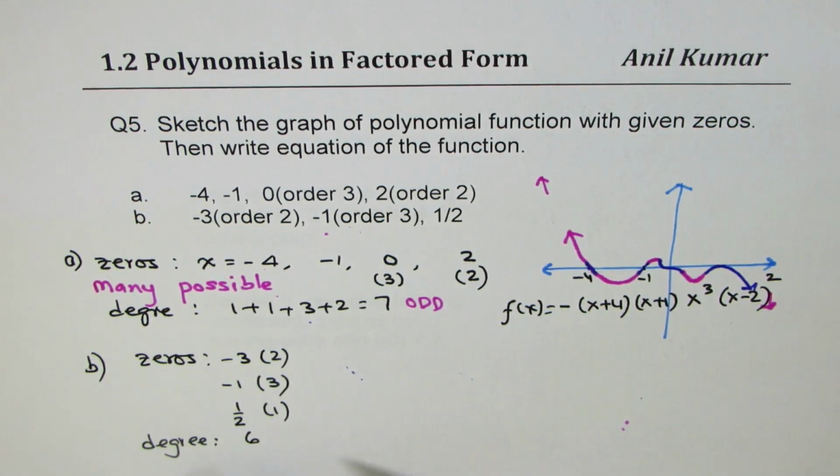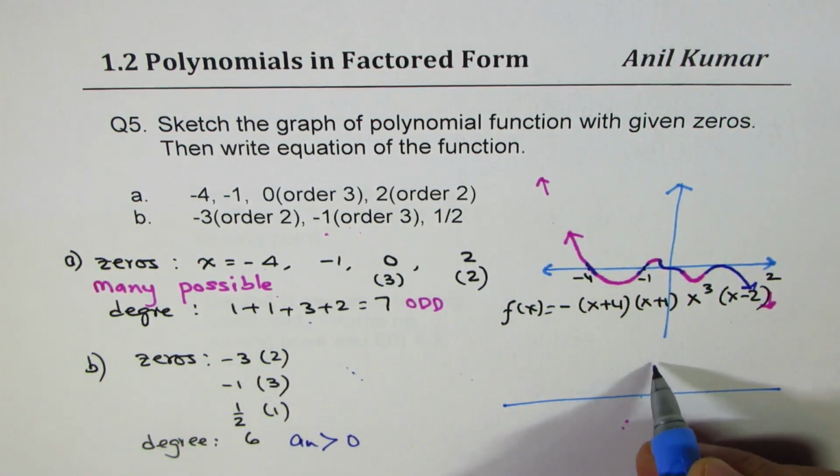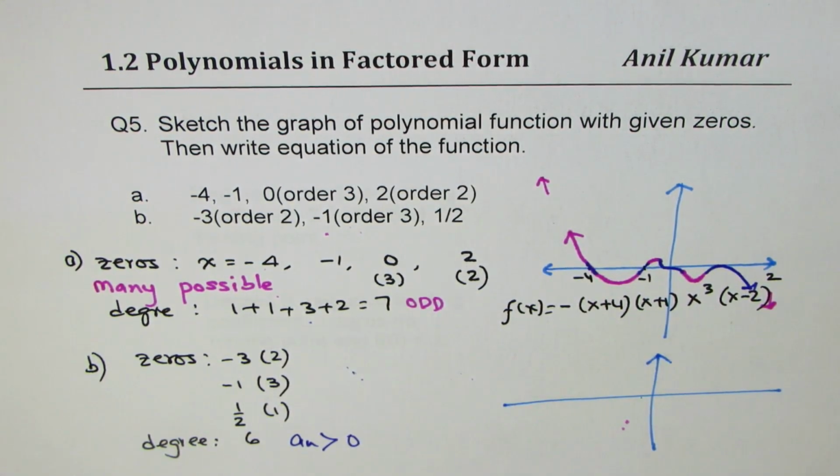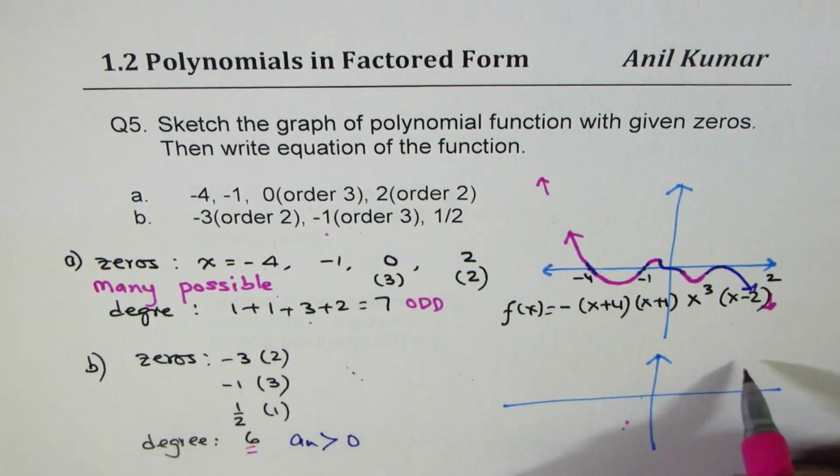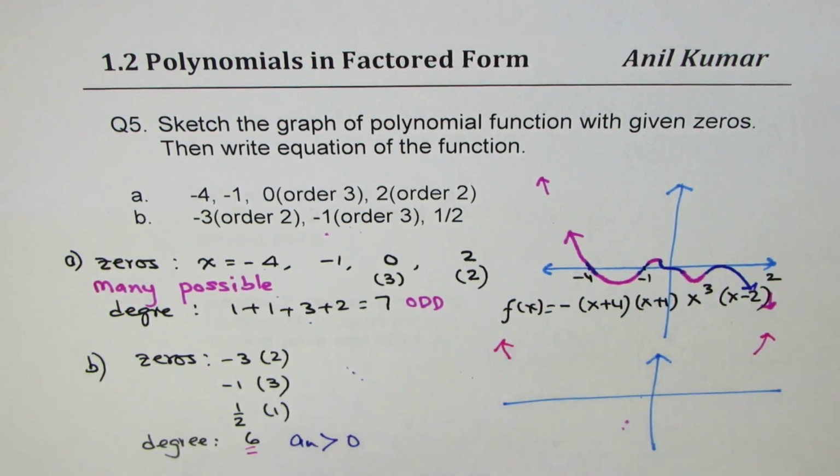Now we will assume that the leading coefficient is greater than 0. Perfect, because that's the flexibility we have. The condition is not given to us, right? So if I say that the leading coefficient is positive and the degree is even, then both sides go up, correct? Both sides up. So let's begin with the zeros on the leftmost.